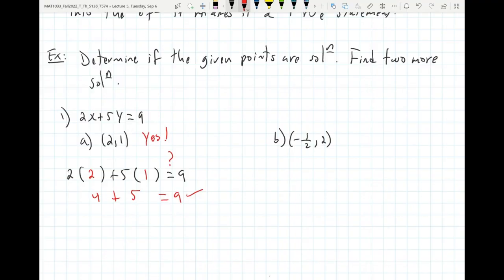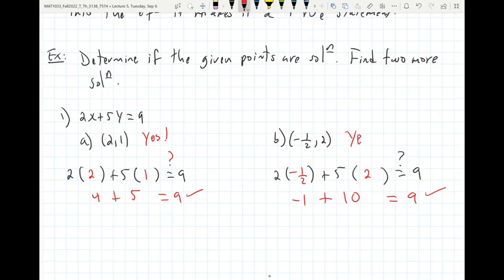All right, let's do B. Again, I'm going to plug in this point. Here we put negative 1/2, and here we put 2. So what's 2 times negative 1/2? Negative 1, remember. The 2's cancel, so you get negative 1. So we get negative 1 plus 10. Does this equal 9? Yes. So we're good, and that means this guy is also a solution. Of course, if we get something here that doesn't make sense, then we will say it's not a solution. We'll see that in the other example.